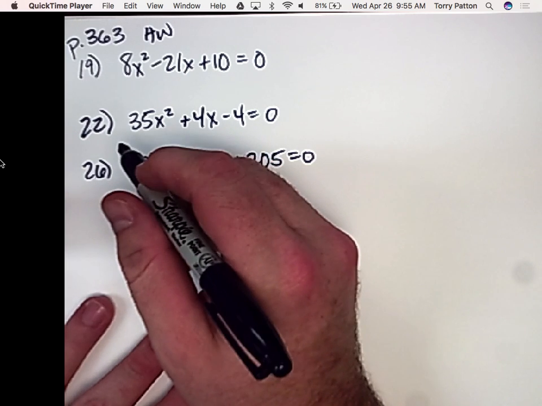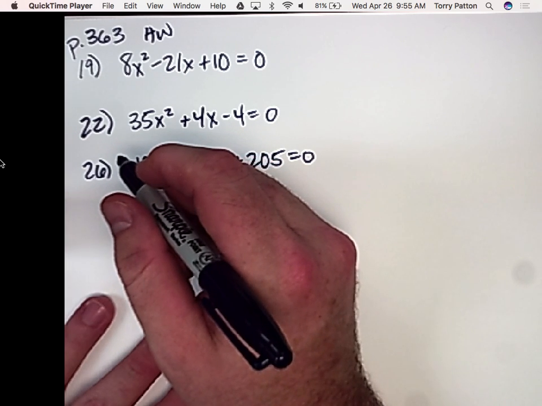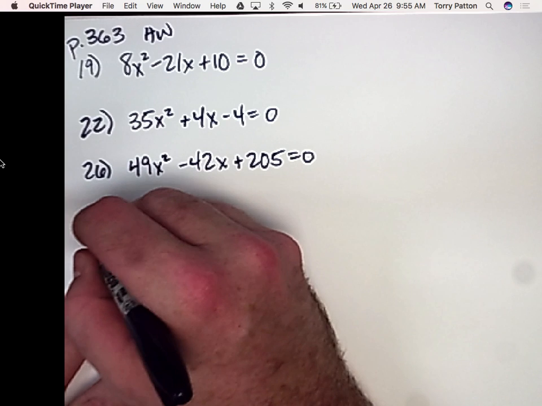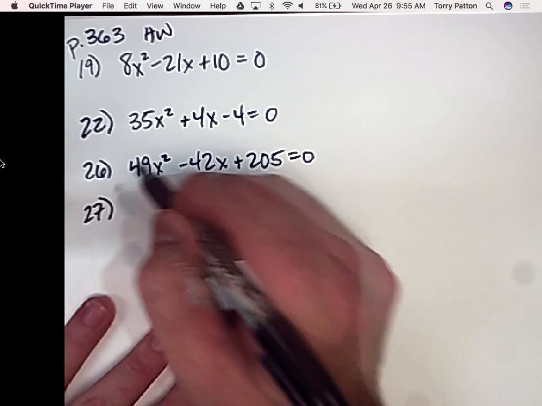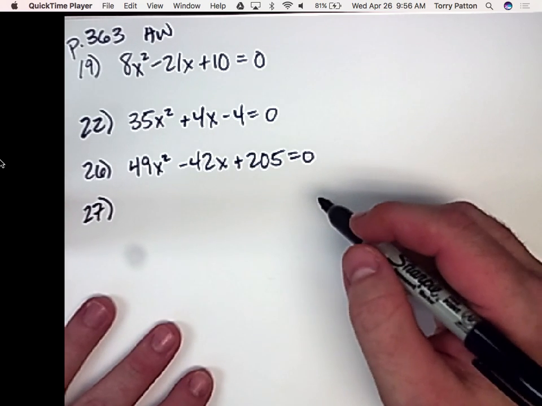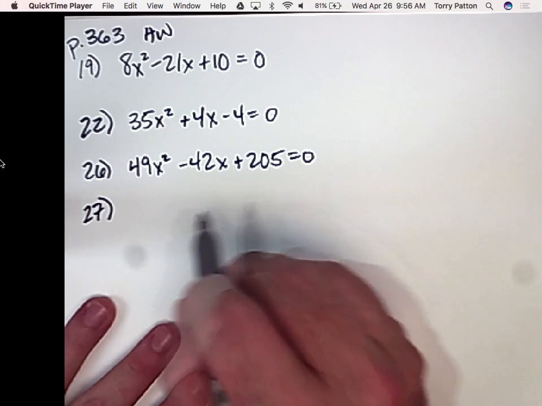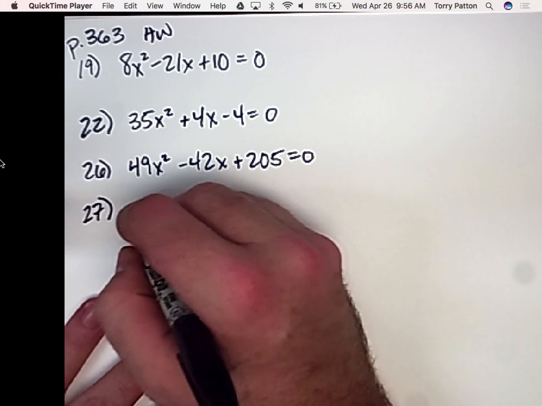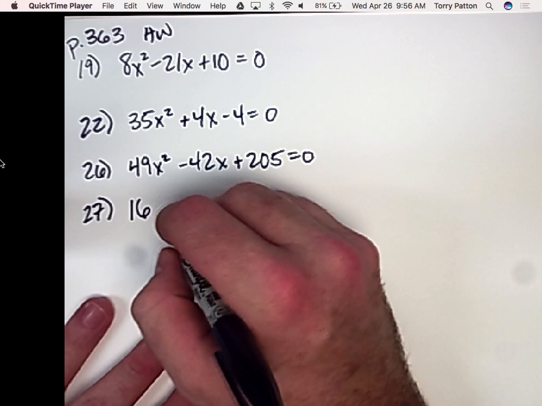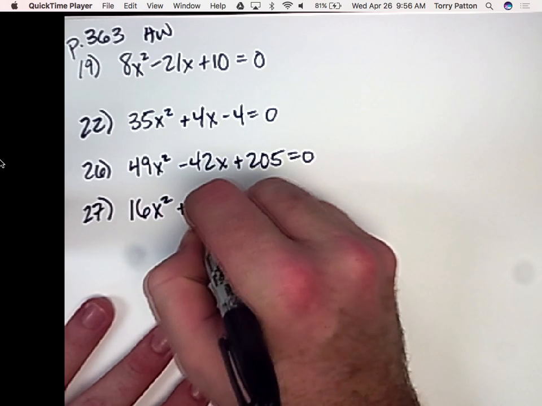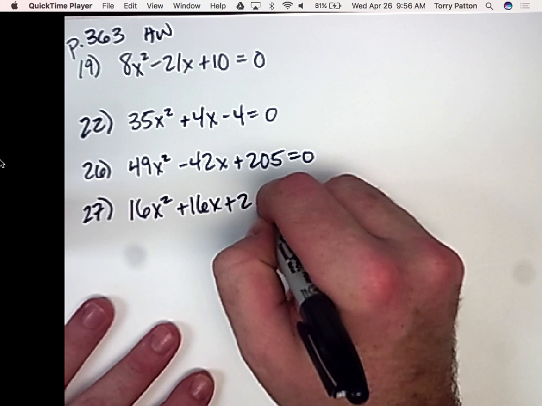I got the answer, but I forgot the word. Okay. So you got your a, b, and c. Yeah, I got a, b, and c. Well, then I'll only count a point off for that. All right. 27 is 16x squared plus 16x plus 29 equals 0.